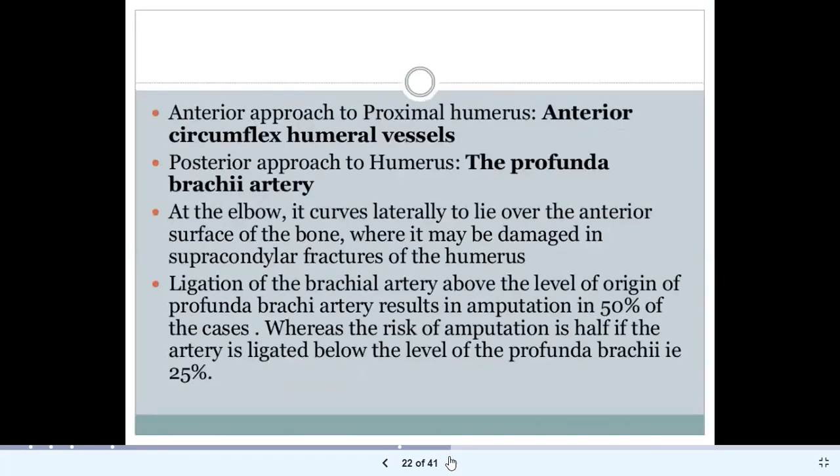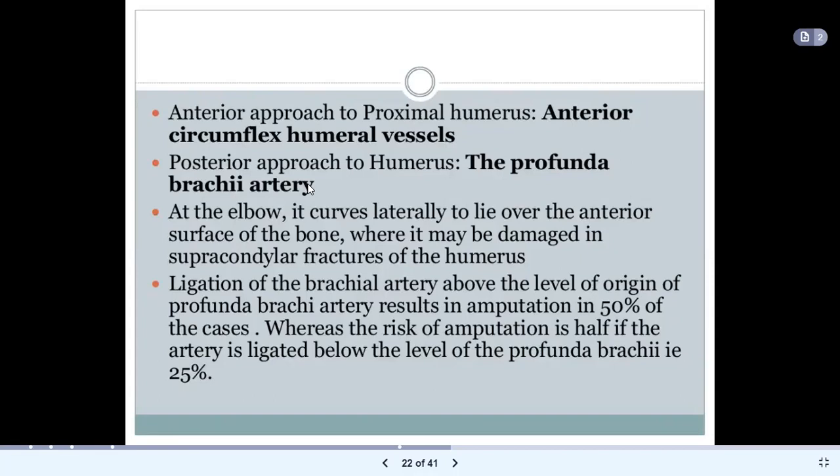Now, anterior approach to the proximal humerus. So the proximal humerus, or the upper part of the humerus, you have your anterior circumflex humeral vessels anteriorly. Posterior approach to the humerus, you have the profunda brachii artery.